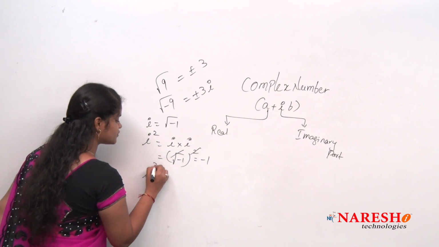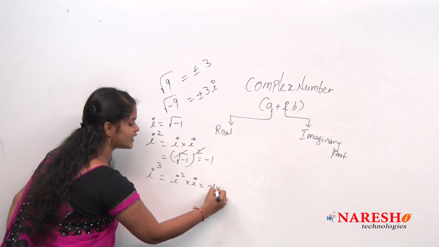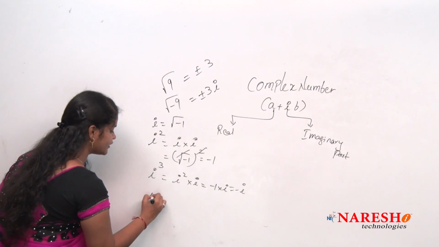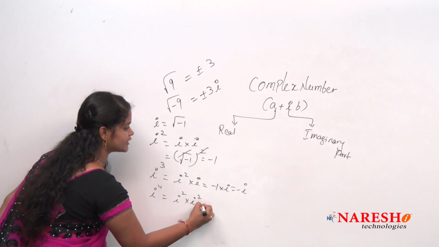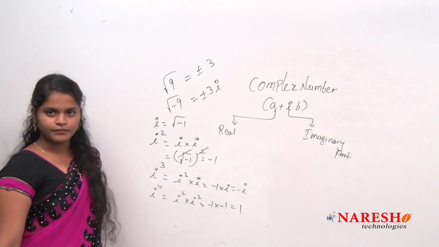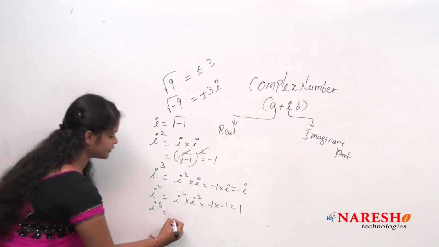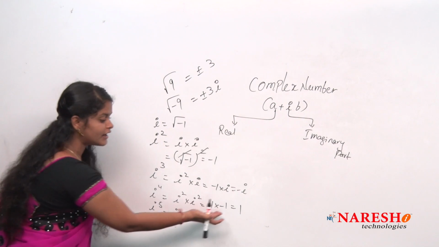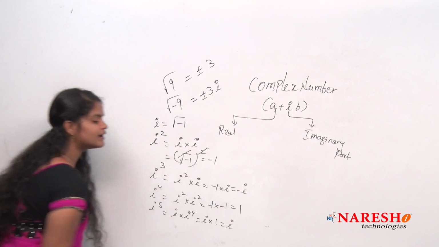i cube is equal to what? i square into i, so it will be minus 1 into i, so it will be minus i. i to the power of 4 is i square into i square, so minus 1 into minus 1 is equal to 1. For example, let me write i to the power of 5. It will be i into i to the power of 4. What is i to the power of 4? It is 1, so it will be i into 1 is equal to i.